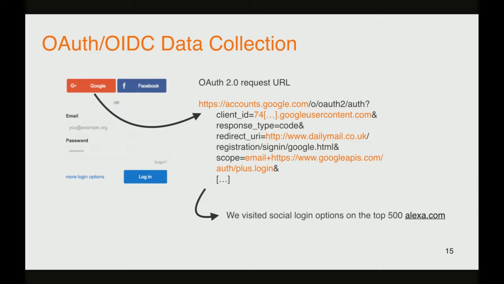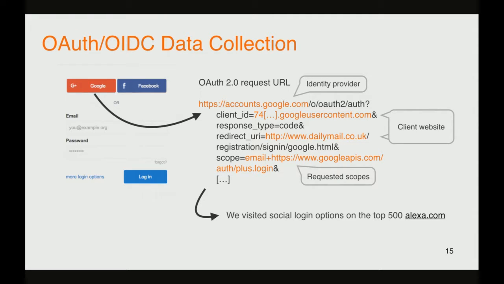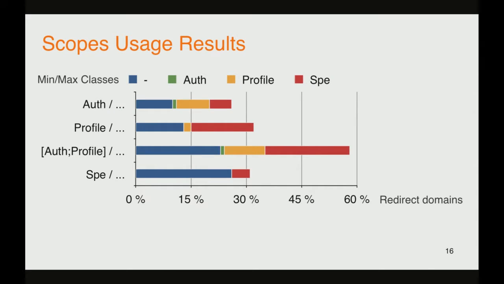So in our host study, we try to collect the host to request URL, and these are interesting data because they contain the identity providers, the client website that is making the request, also identifiable with a human-readable name, and of course the type of data that are requested. So we visited 500 websites and tried to use any social login option that was present, and then collected the host request.